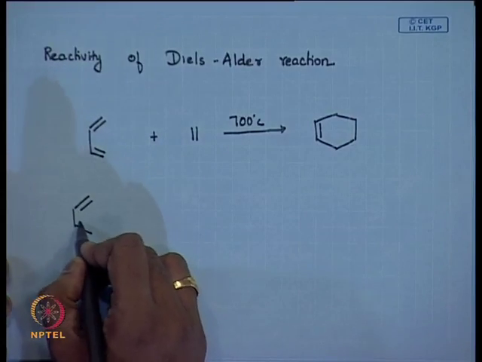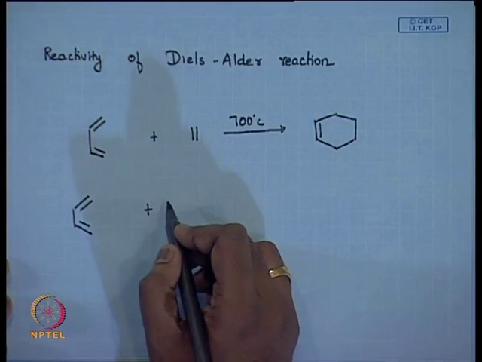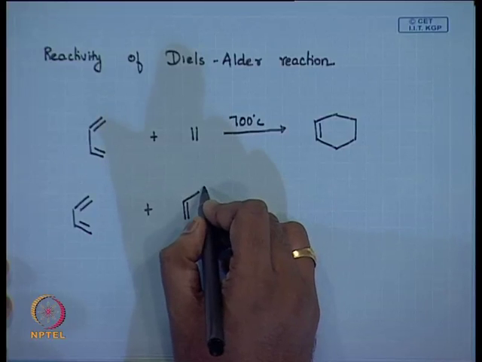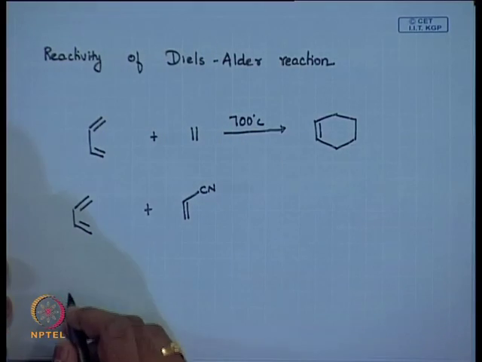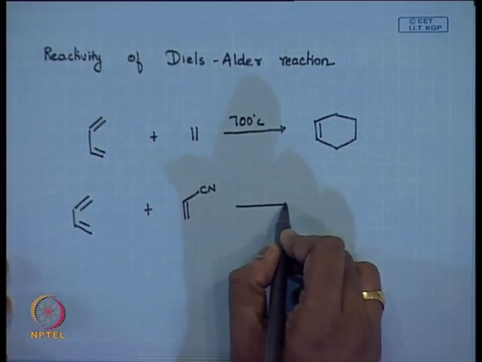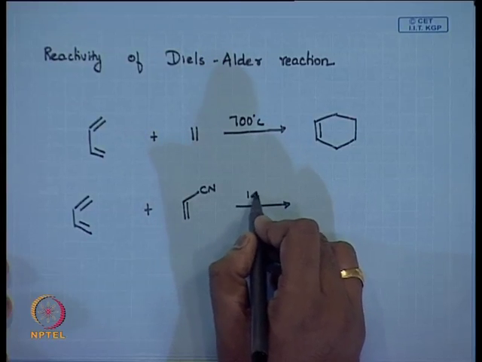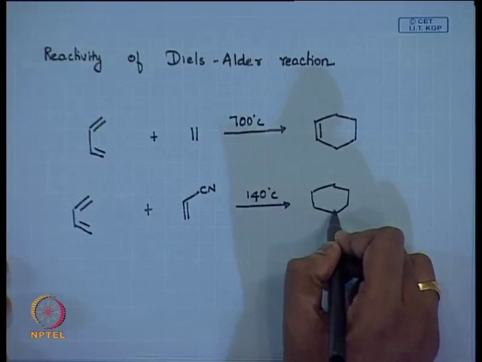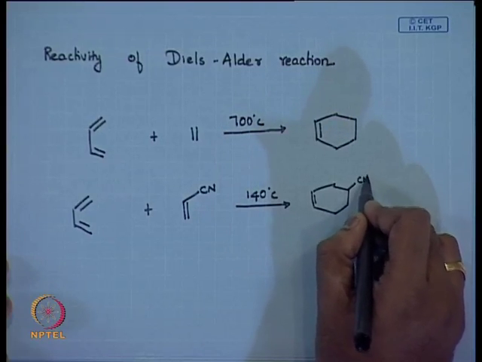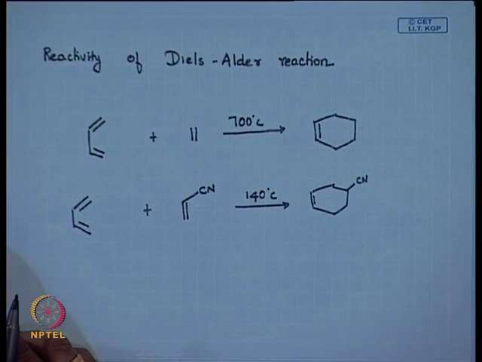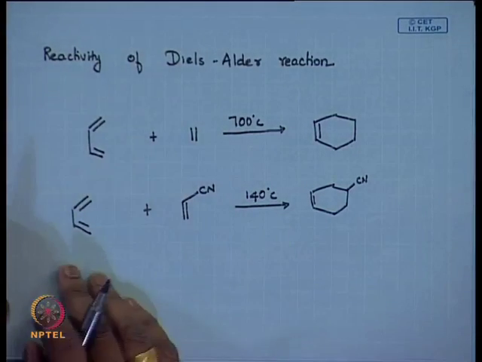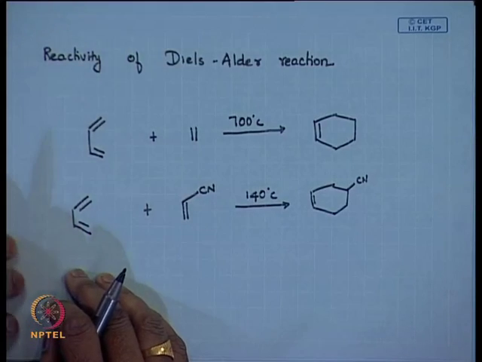But if I take my butadiene and if I make my alkene more electron poor, okay, by attaching an electron withdrawing group like cyano, you see that the rate of the reaction, at 140 degrees Celsius I get the same product. See, there is a tremendous decrease in temperature. Initially it was 700 degrees Celsius, now the reaction goes in only 140 degrees Celsius.